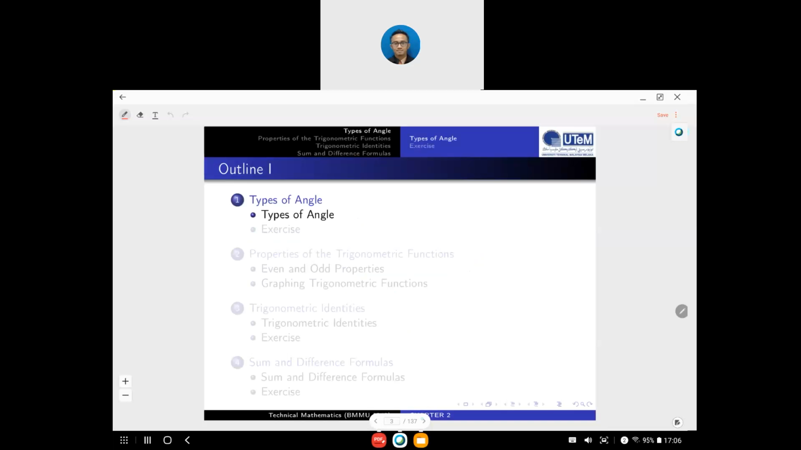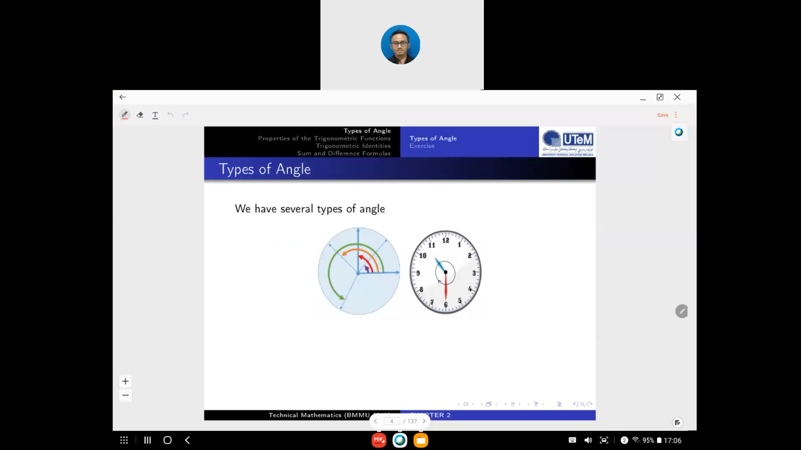We have several types of angle. Usually when we talk about angles, we refer to the circle, which is 360 degrees. In degrees, if in pi, it is 2 pi, which is in radian. When we want to put it in terms of radian, it doesn't matter whether you write radian or not, because we already know that if you do not put the degree symbol, automatically it is radian.